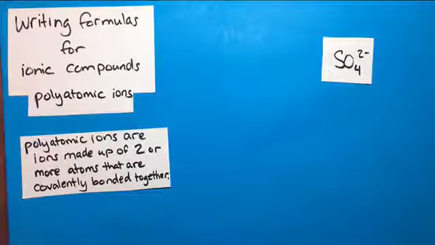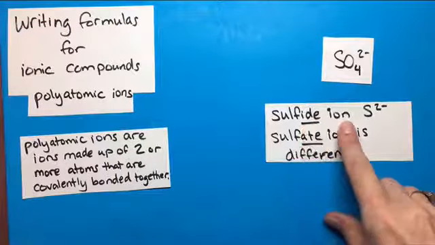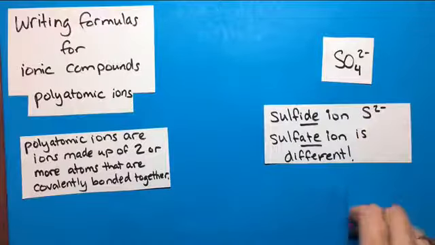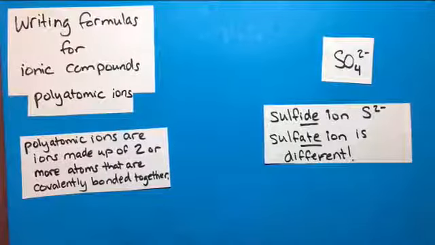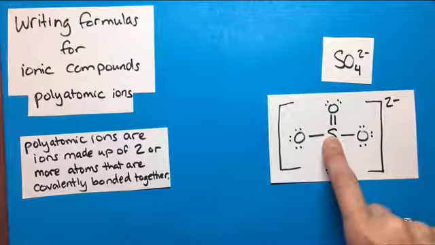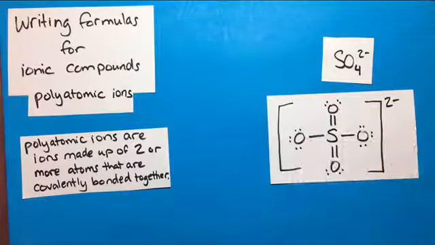So the sulfate ion is not the sulfide ion, which would just be sulfur, an atom that has gained 2 electrons to have a charge of -2. The sulfate ion is different. The sulfate ion is one sulfur atom bonded to 1, 2, 3, 4 oxygen atoms, and the complex as a whole has the charge of -2.